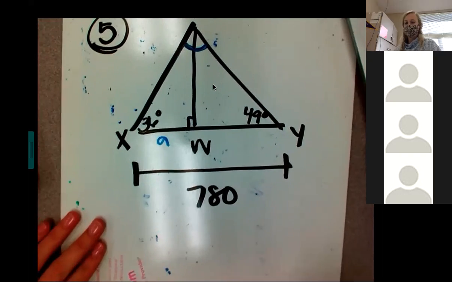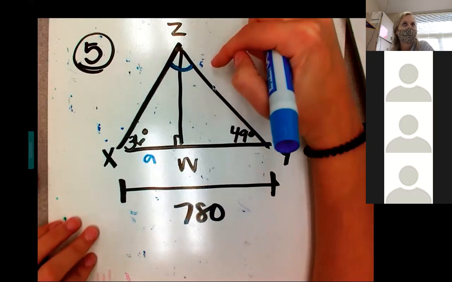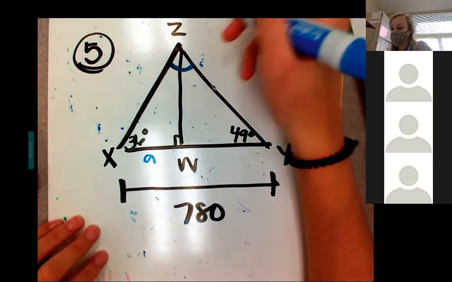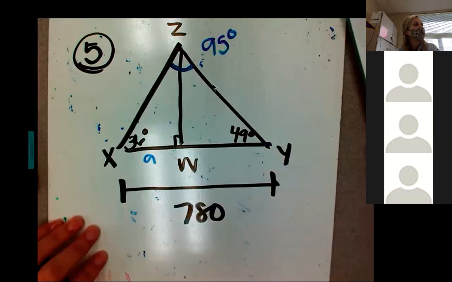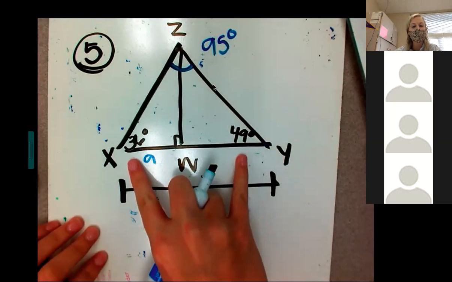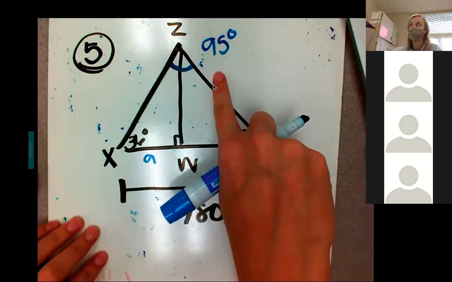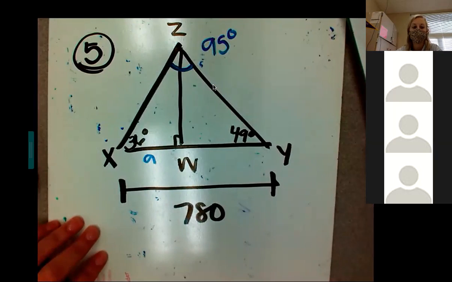So did you guys find the top angle? What did we find for this angle? What did we get? 95. Good, Grace. How'd you get 95? I added 49 and 36 and then subtracted from 180. Perfect. If you add the two base angles and then subtract them from 180, we should get 95 degrees.